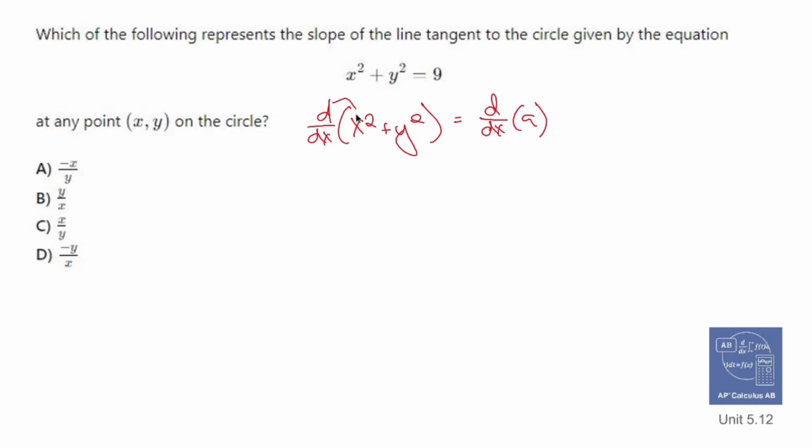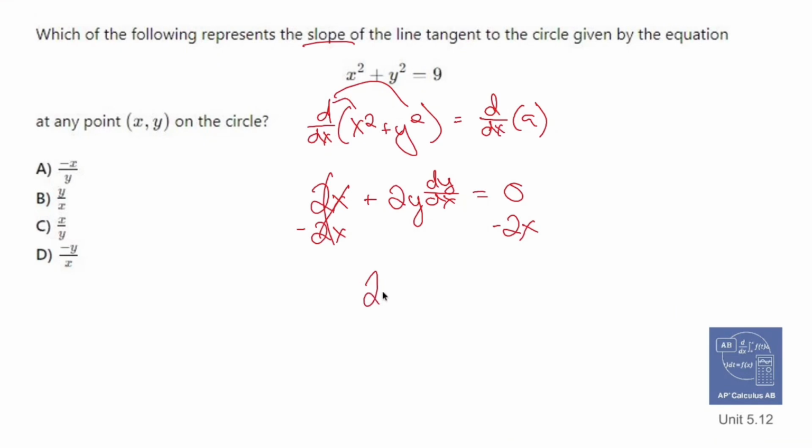Taking the derivative of x squared with respect to x is 2x. Nothing crazy. Taking the derivative of y squared with respect to x is me taking the derivative of y, but then also attaching dy/dx. Taking the derivative of 9, nothing. Now my job is to find the slope, which means find the dy/dx. So let's subtract 2x from both sides, like so. 2y dy/dx equals negative 2x.